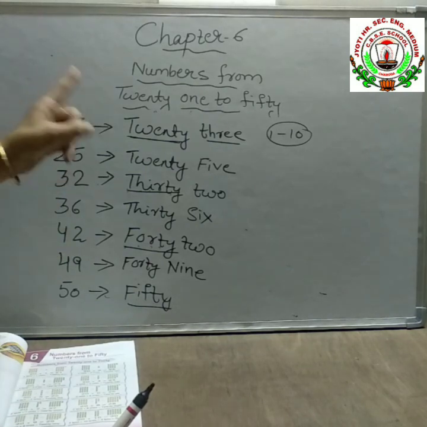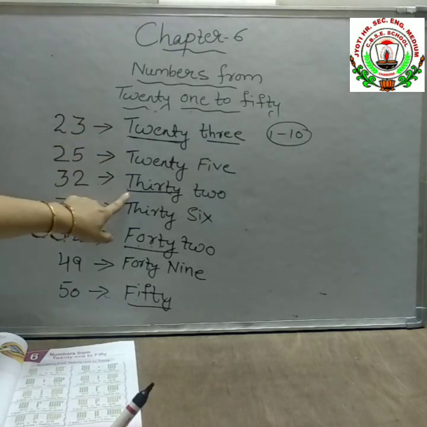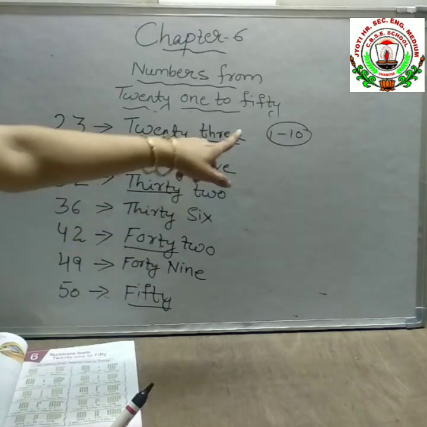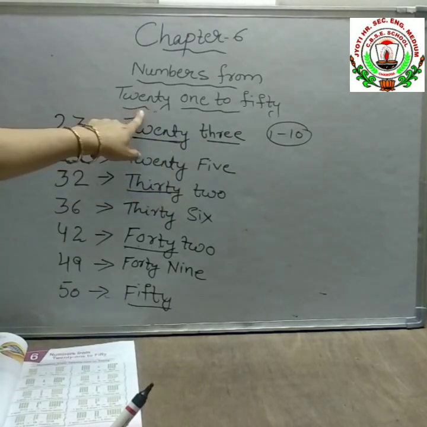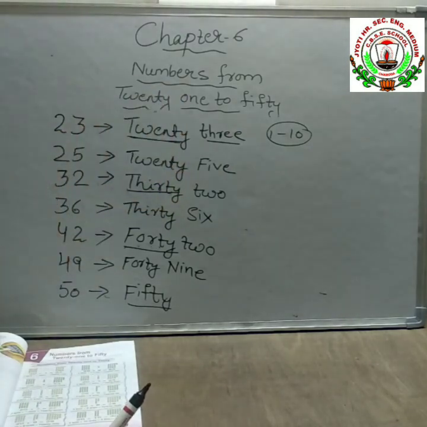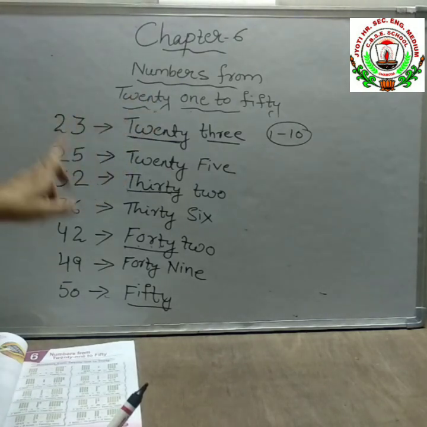Then write the spelling from 21 to 50 in your maths copy. I hope all of you have understood the spelling of 20, 30, 40, 50. You previously know the spelling from 1 to 10. So you can write the spelling or number name from 20 to 50. All of you learn this spelling and write the spelling from 21 to 50 at least one time in your maths copy. I hope you all have understood. Learn this spelling and write in your maths copy the spelling from 21 to 50.